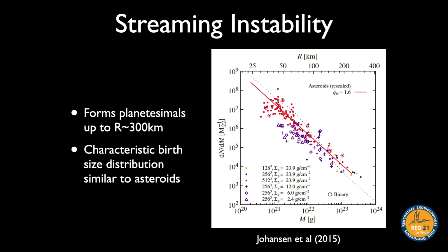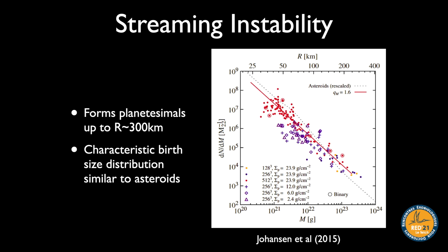And so this plot here is showing the outcome of simulations of the streaming instability. And what it's really showing is that by analyzing this type of simulation, it looks like objects as large as several hundred kilometers in size can form, right? That's as big as the biggest asteroids, basically. The biggest asteroid, Ceres, has a radius of about 500 kilometers. So this is up to almost the biggest asteroid.